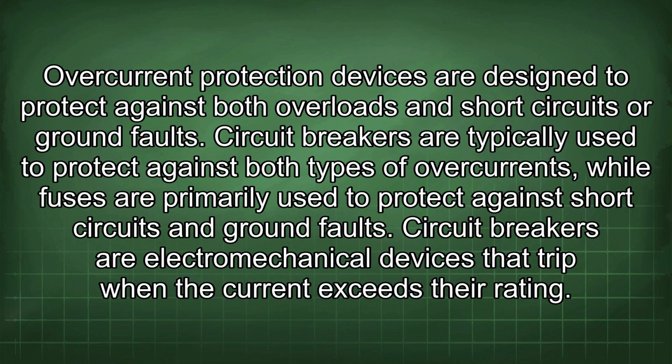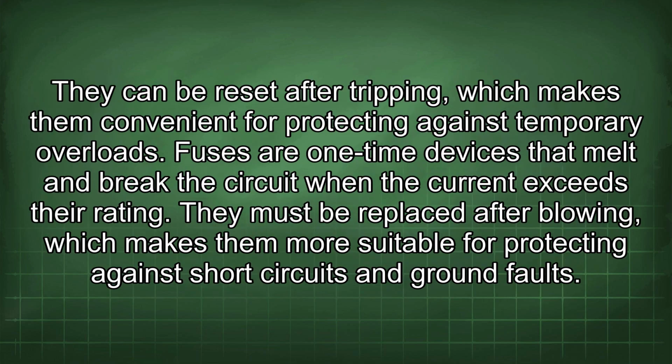Circuit breakers are electromechanical devices that trip when the current exceeds their rating. They can be reset after tripping, which makes them convenient for protecting against temporary overloads. Fuses are one-time devices that melt and break the circuit when the current exceeds their rating. They must be replaced after blowing, which makes them more suitable for protecting against short circuits and ground faults.